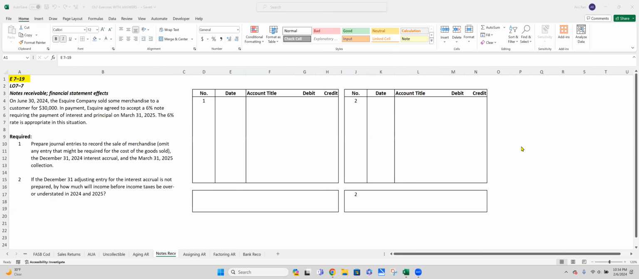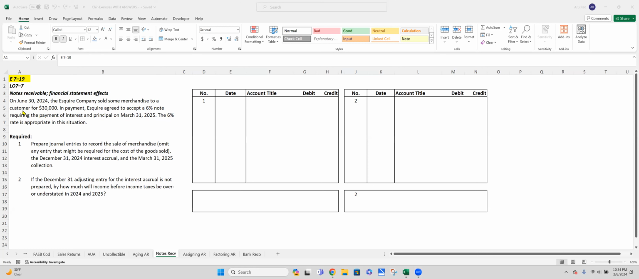In exercise 719, we take a look at a relatively simple, straightforward exercise dealing with notes receivable. In this exercise, we're told that on June 30th, 2024, we sold some merchandise to a customer for $30,000. In payment, they agreed to accept a 6% note requiring payment of interest and principal on March 31st, 2025. The 6% rate is appropriate for this situation.